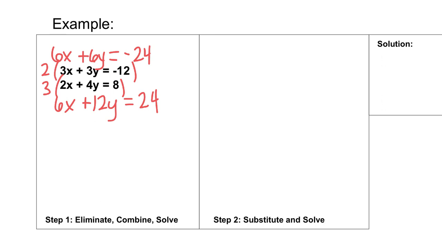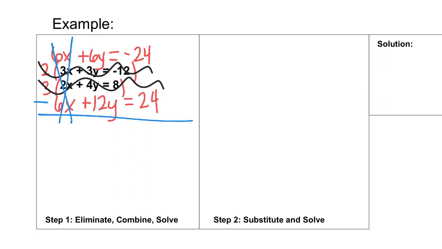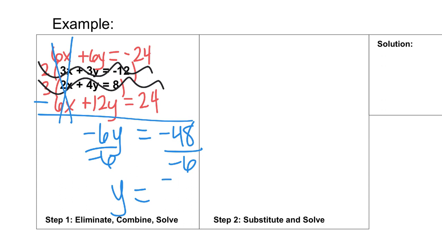And I'm going to use my 2 new equations to do my elimination here. So this is gone, this is gone. So since my x's are now the same, when they're the same, we subtract. So 6 minus 6 becomes 0. 6 minus 12 becomes negative 6y. Negative 24 minus 24 becomes negative 48. Divide everything by negative 6, and y will equal 8.